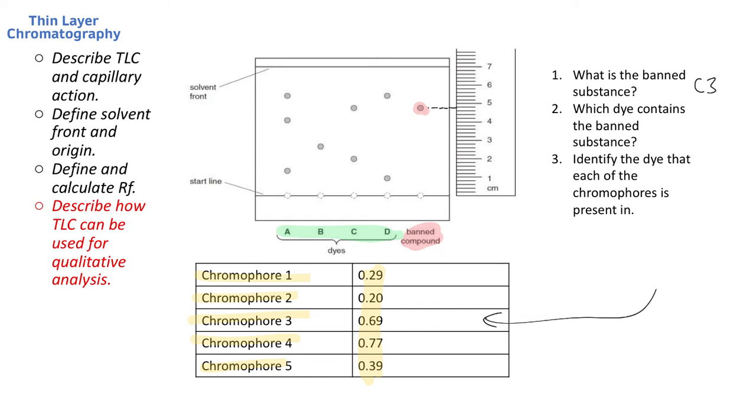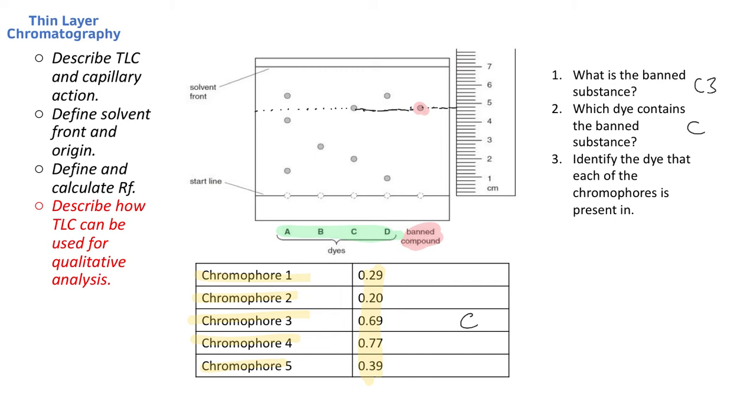Which of the dyes contain the band substance? Now we can look at all of the dyes and look for something that has an RF of 0.69. Alternatively, because this is run on the exact same thing, you can just say anything with the same RF value is going to have that band component, which means if it's moved the same distance, it's going to have that band component. So which dye? Dye C contains the band component. Identify the dye that each of the chromophores is present in. We know that chromophore 3 is the band substance, and that one's in dye C.